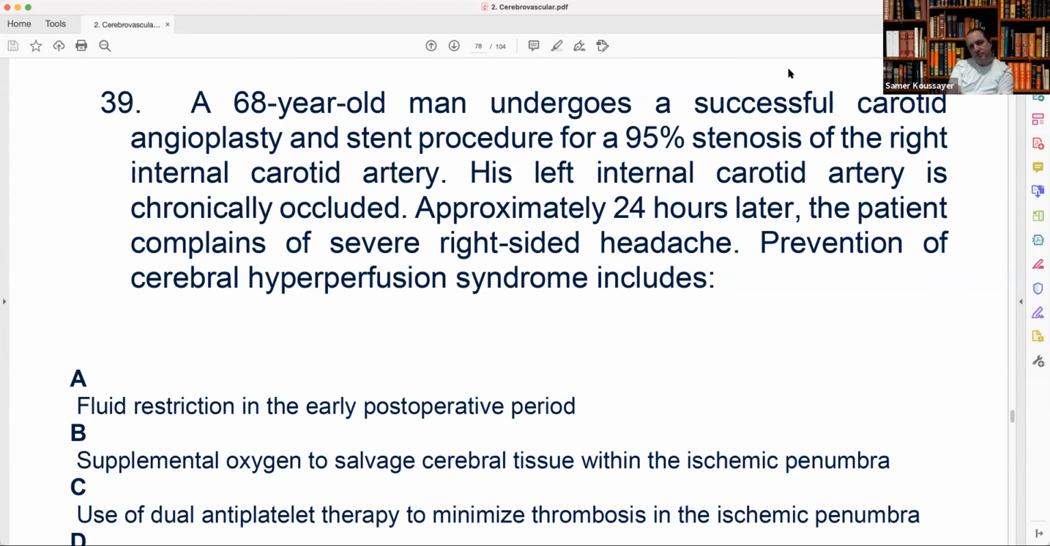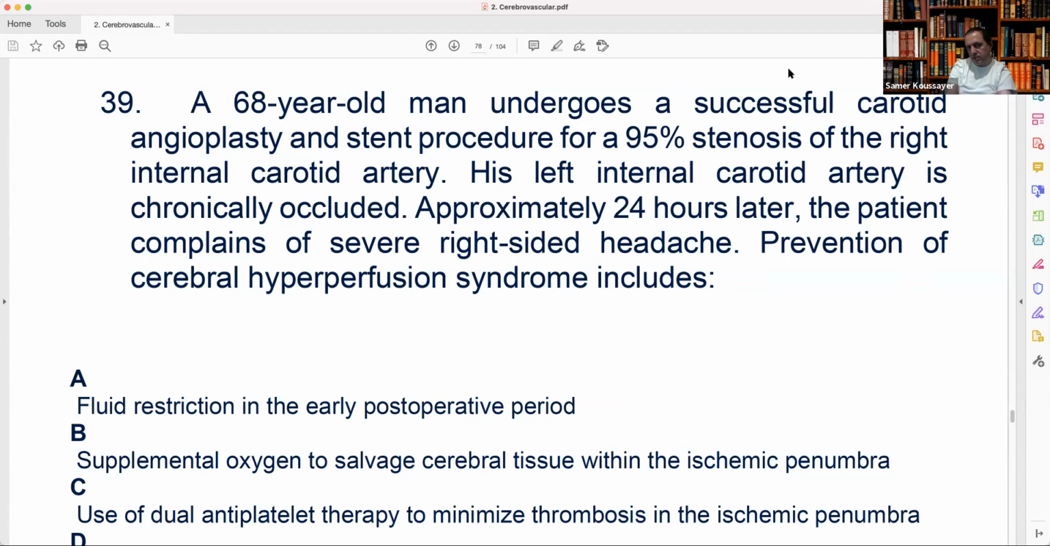All right. So this is hyperperfusion or reperfusion syndrome. Before we go to the prevention of cerebral hyperperfusion syndrome, this is very important, guys. Anytime you do a carotid procedure, if the patient develops severe headaches that night, you have to take that seriously. Don't treat it as just a headache. You have to think about reperfusion injury. The problem is a reperfusion injury can convert to bleeding at any time.